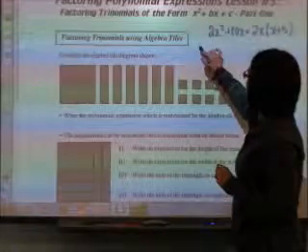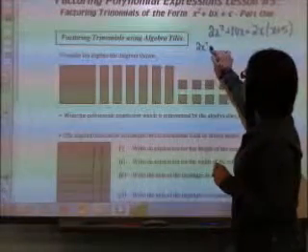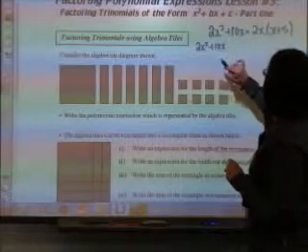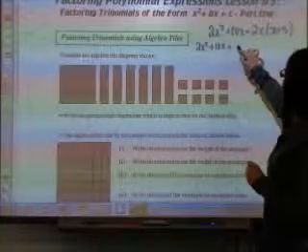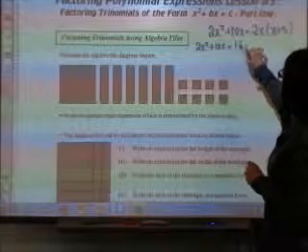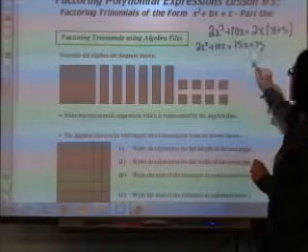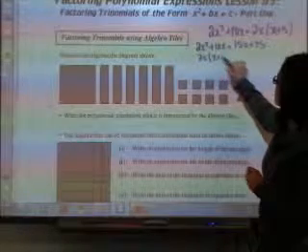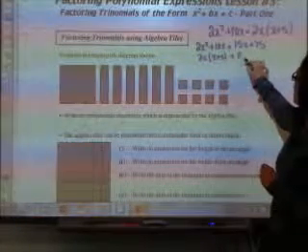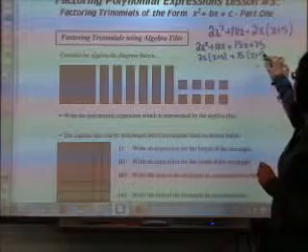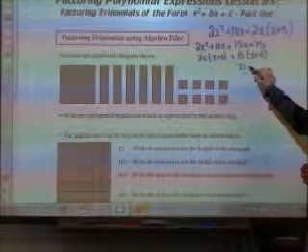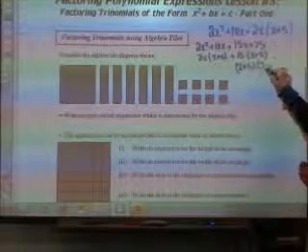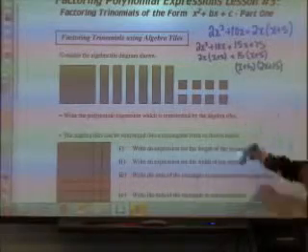Things like 2x squared plus 10x plus 15x plus 75. So then we factored out a 2x from these two terms. We factored out a 15 from these two terms. And then I got the x plus 5 and the 2x plus 15. So we've done that type of factoring. We've factored out common expressions.